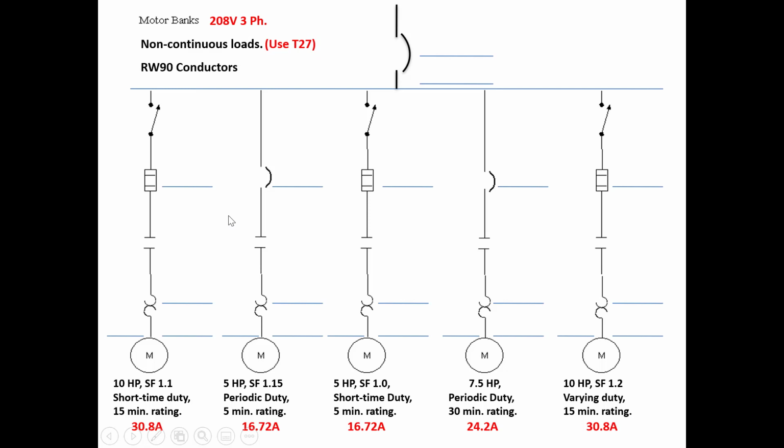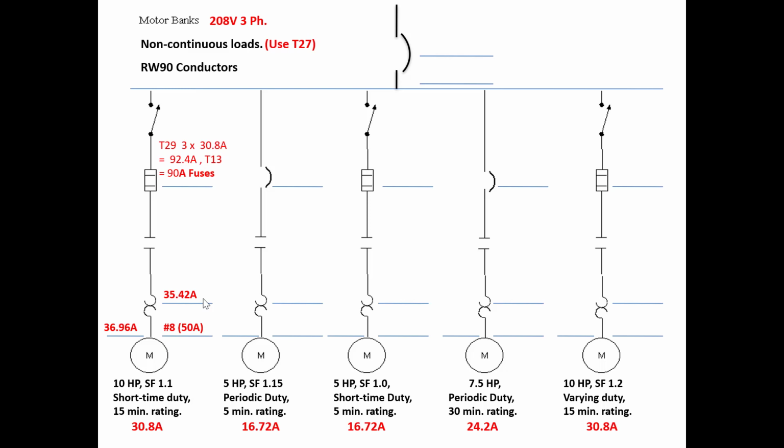We're going to go to table 27 to get our percentages based on short time duty 15-minute rating, periodic duty 5-minute, short time duty 5-minute, periodic 30. We're going to use those values to get this calculated current and then size our wire. And we're still going to use the service factor and the FLA to determine the overcurrent. So the biggest difference is here we're going to table 27. If we want to look at this first one, so as not to go too fast, we're going to be looking for short time duty 15-minute rating.